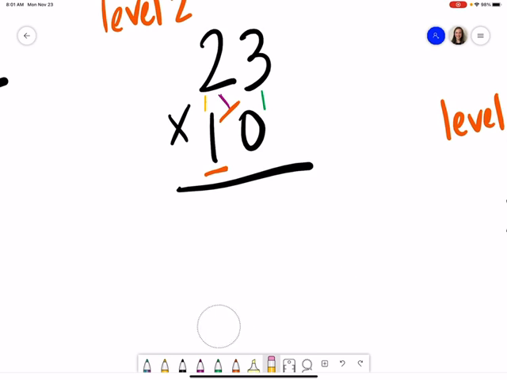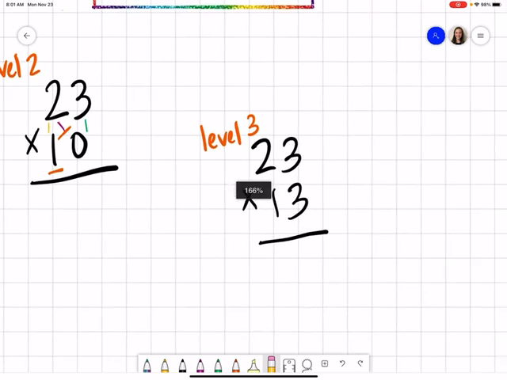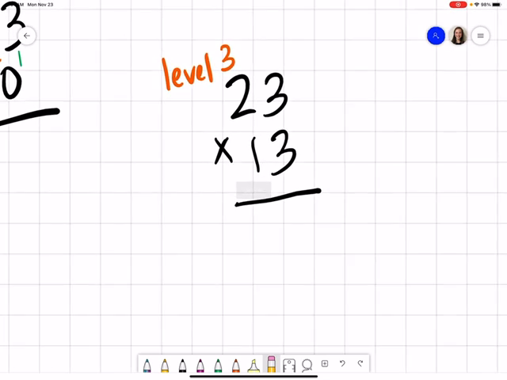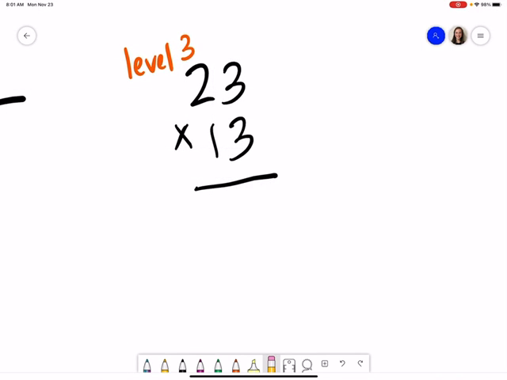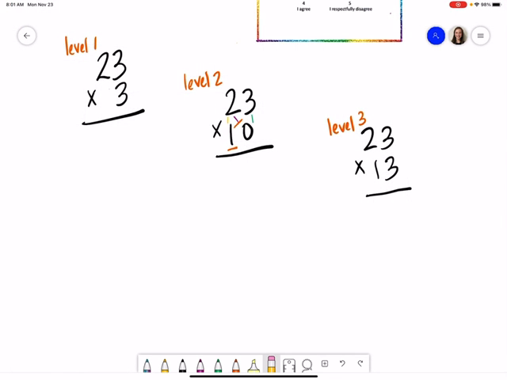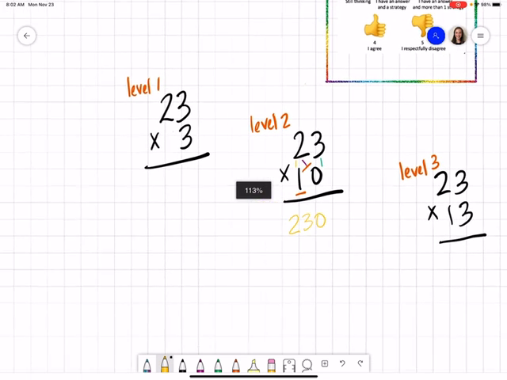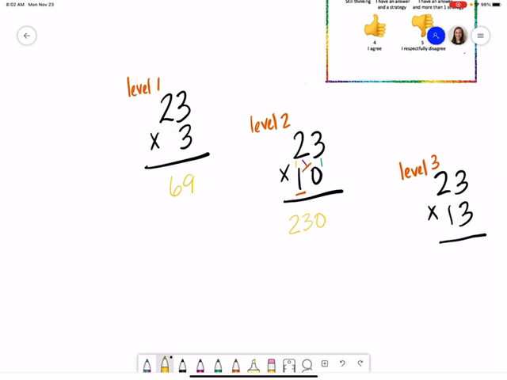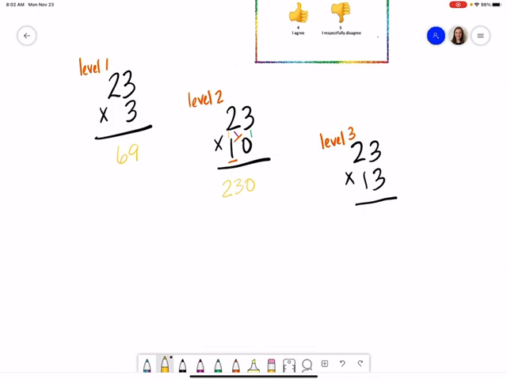Okay, so that's great and all, but what if it looks a little more like this? Well, we can use that same strategy that we used at first. Or, and let me go back, I shouldn't have erased. We had 230 here, and we had 69 here. Okay, I know that 10 plus 3 is 13. So I can say that I just broke this problem apart, and I did 23 times 3 and 23 times 10.